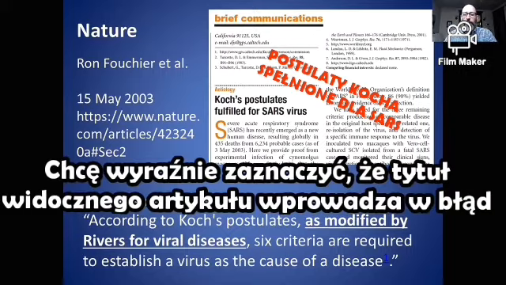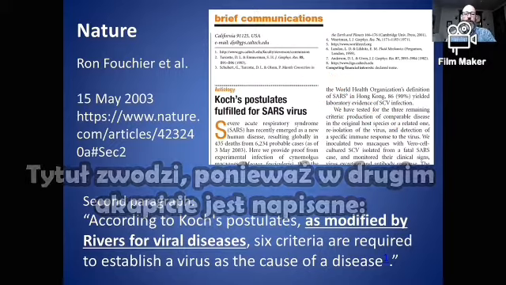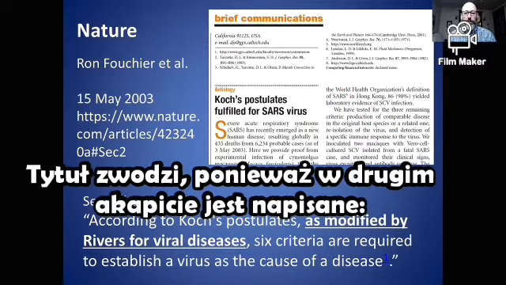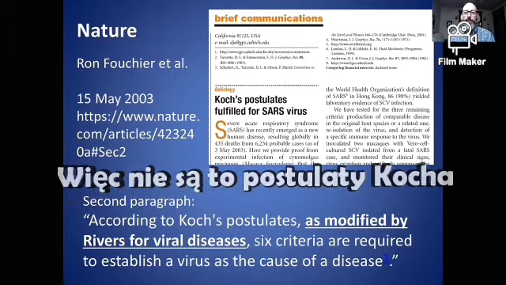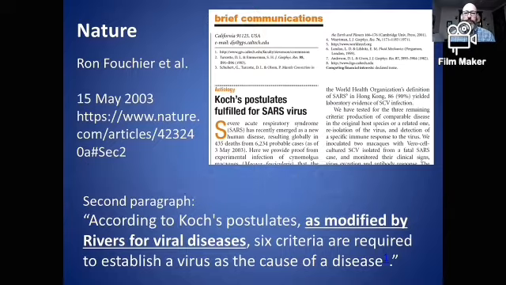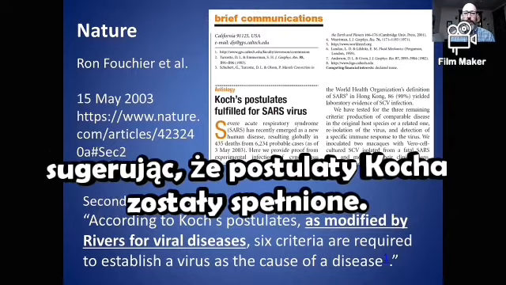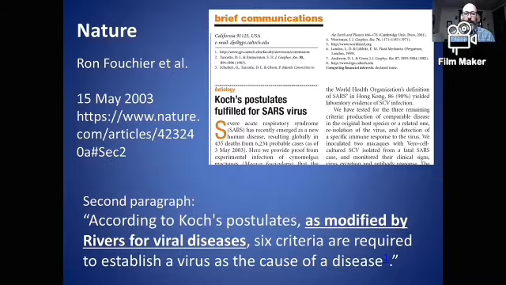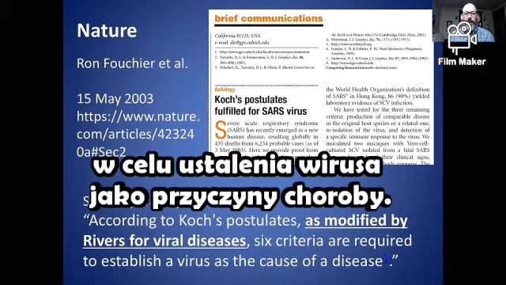So I want to point out that right here, just between the title and what they say in the body of this article, already they're misleading you. Because in the second paragraph they wrote, according to Koch's postulates as modified by Rivers for viral disease. So it's not Koch's postulates, it's Rivers' criteria, which is different. And they should have put that in the title, but they're misleading you to make you think that Koch's postulates have been fulfilled. According to Rivers, there are 6 criteria to establish a virus as a cause of disease.